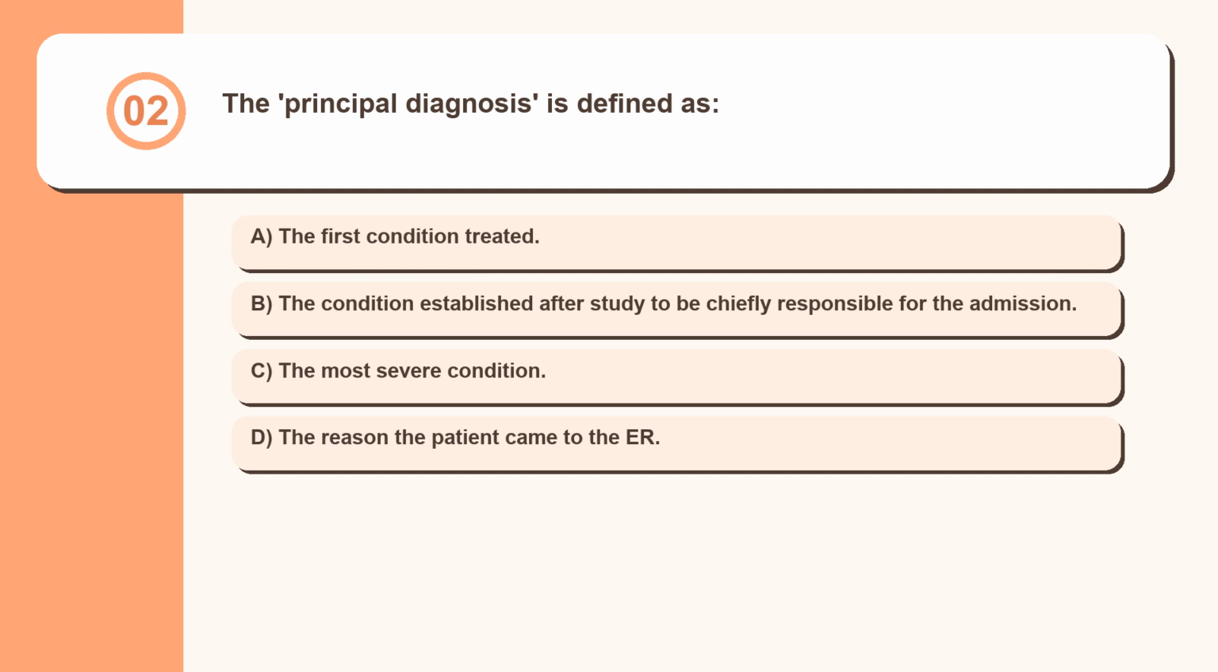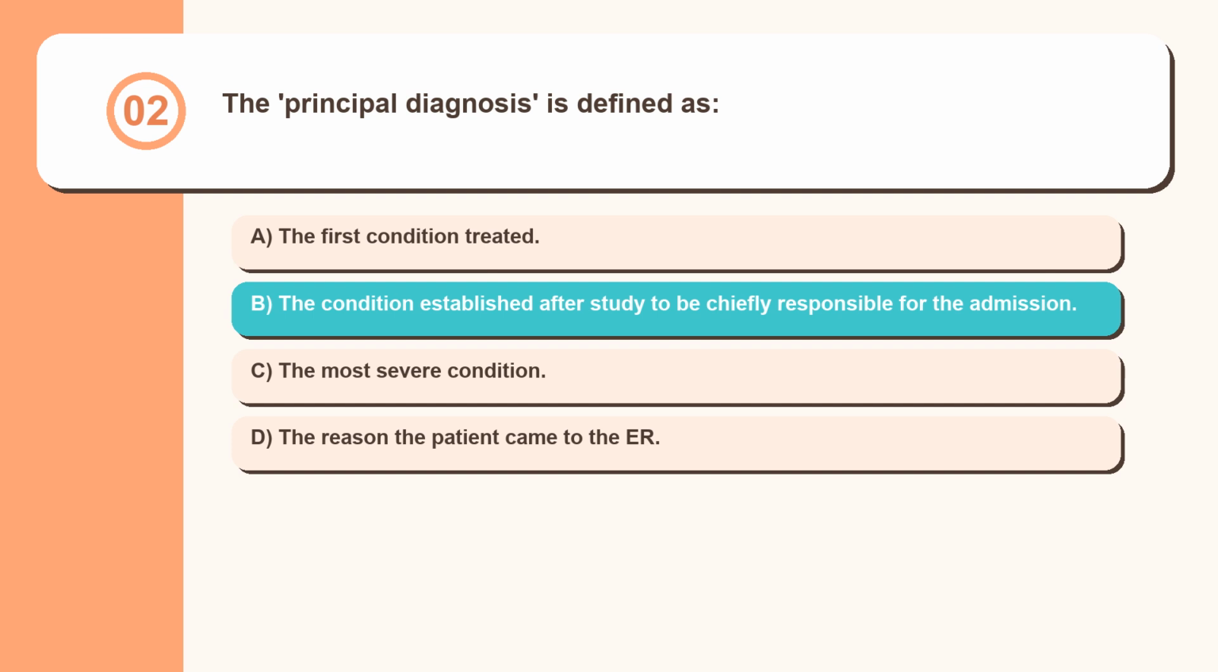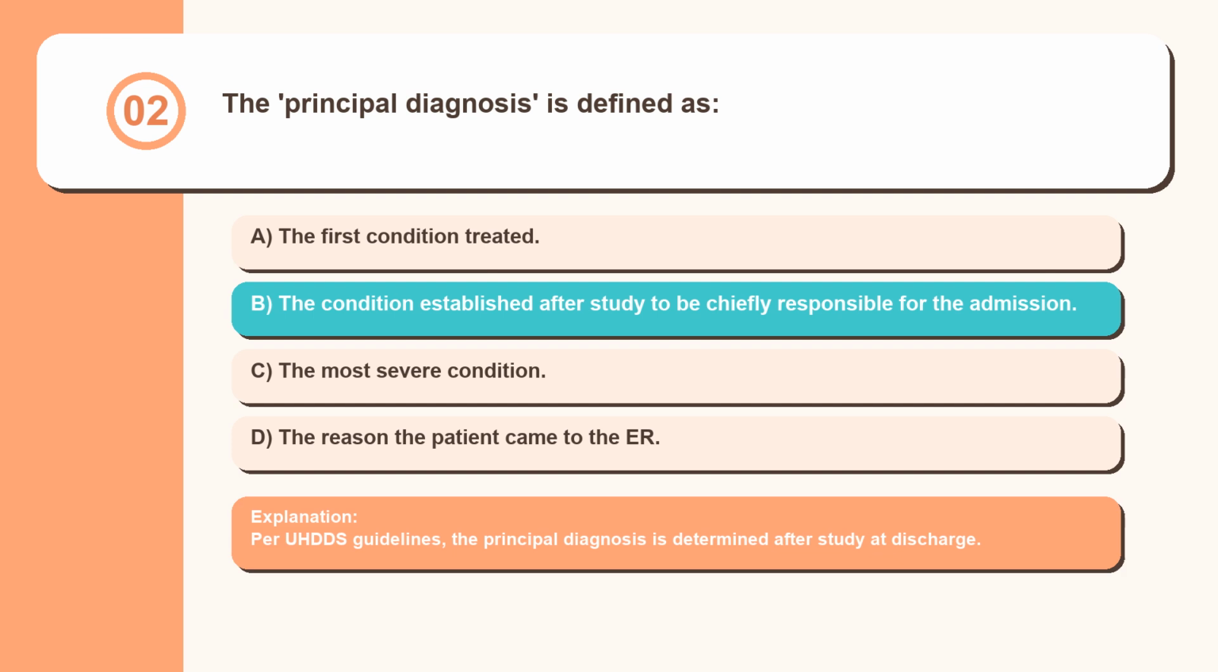Question 2. The principal diagnosis is defined as the first condition treated, the condition established after study to be chiefly responsible for the admission, the most severe condition, the reason the patient came to the ER. Per UHDDS guidelines, the principal diagnosis is determined after study at discharge.